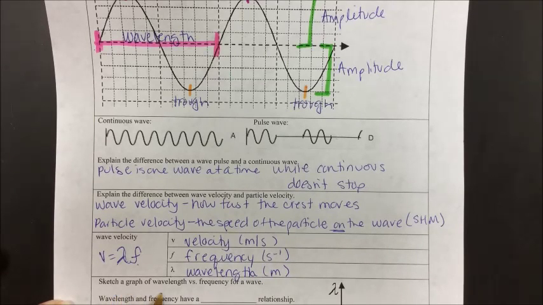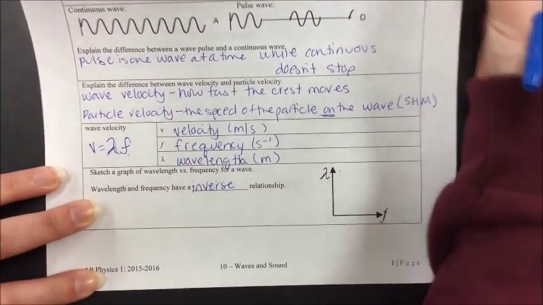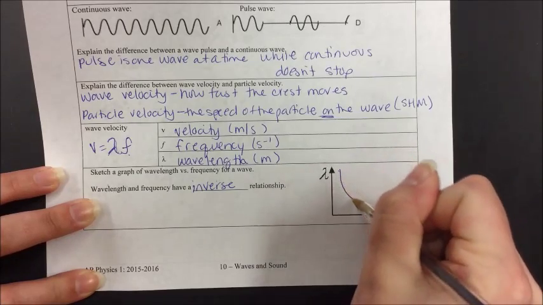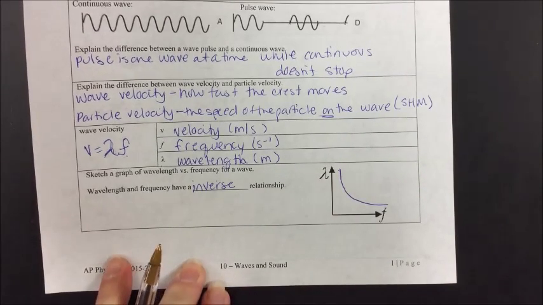So if we were to sketch a graph of wavelength versus frequency, these two have an inverse relationship. So the graph is going to look something like that. Okay, so as one increases, the other decreases.